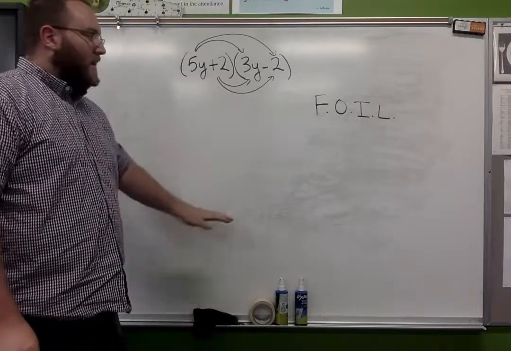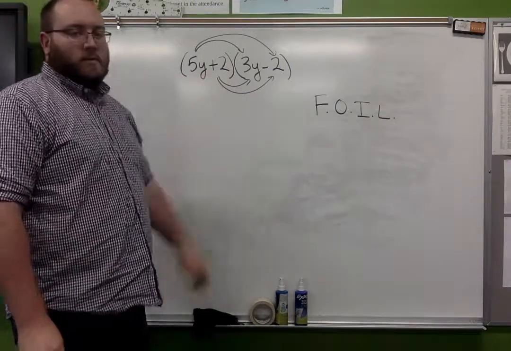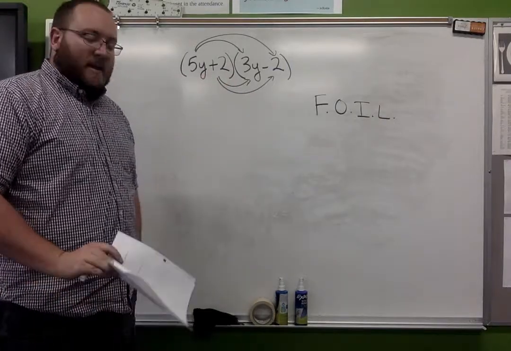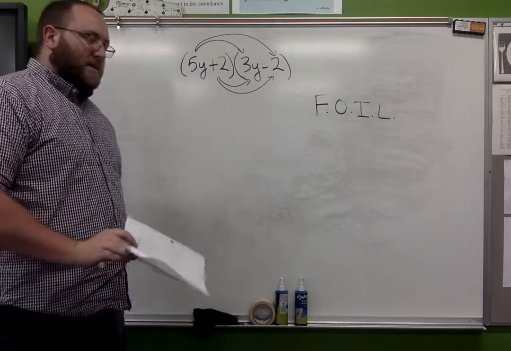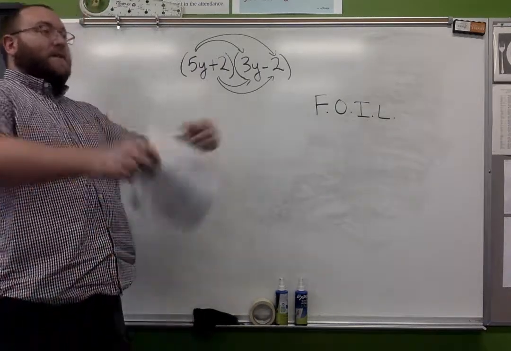Never with anything else, never works. You can't use it. It only works when it's 2 terms times 2 terms. That's the only time, and that's why I hate it so much. Okay, because it doesn't always work. It only works in one instance, and there's infinite, right?